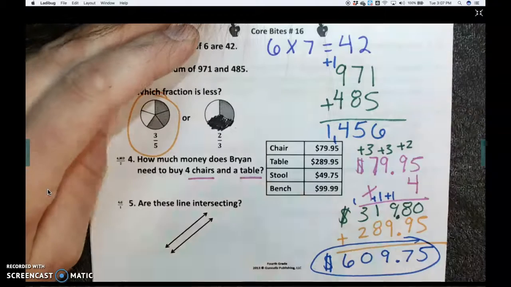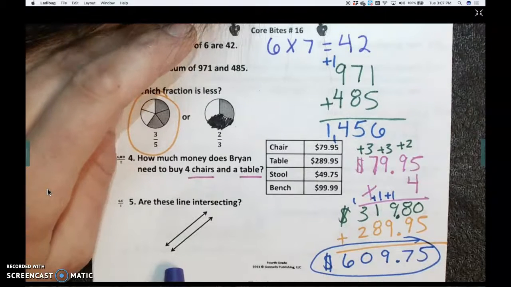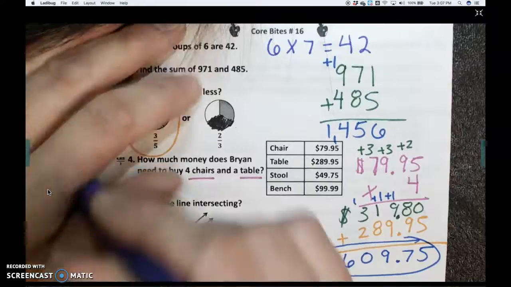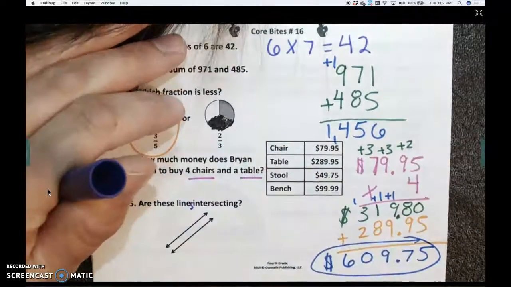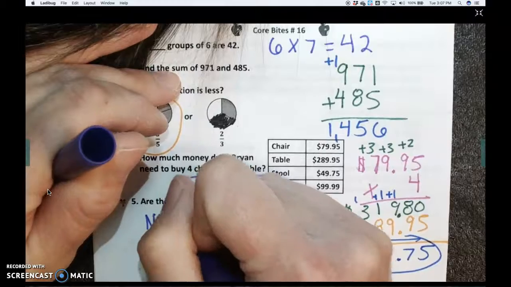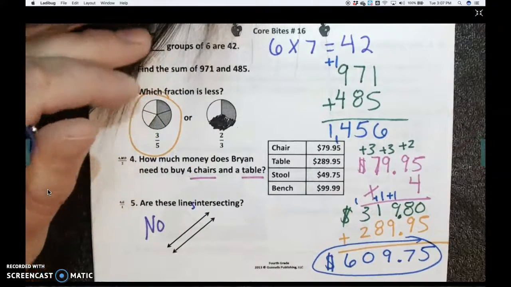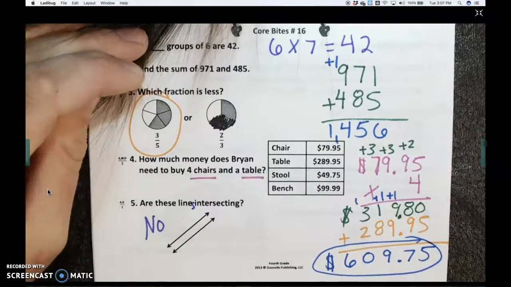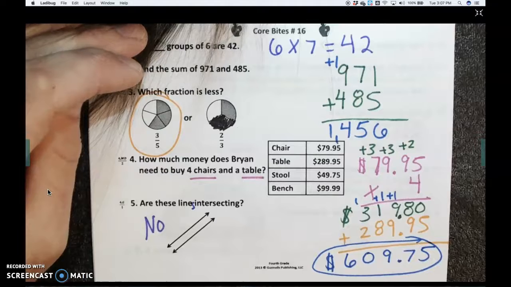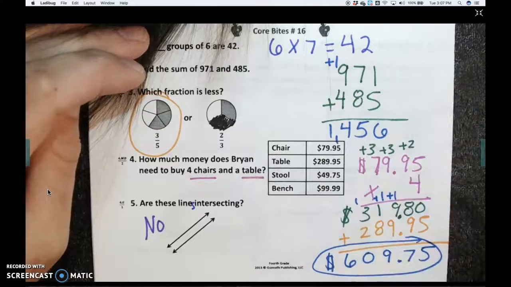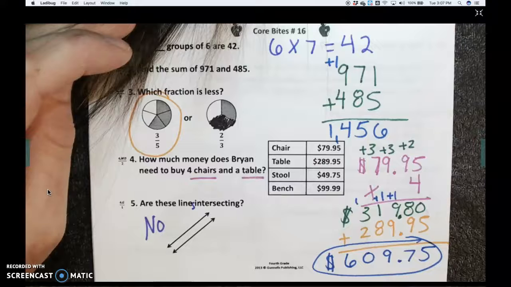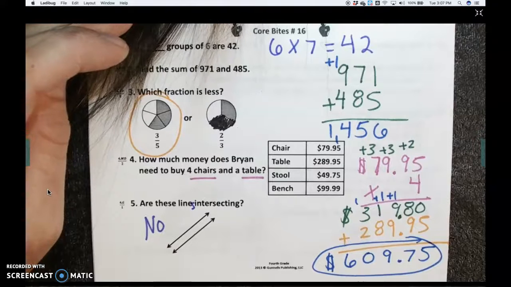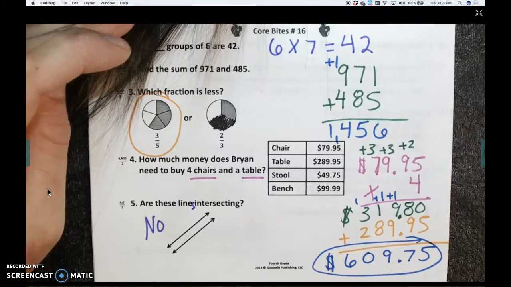Okay? And then for your last one here, it says, are these lines, that should be an S there, are these lines intersecting? So that should be an S right there. Okay, and the answer is no. They are actually parallel because they are running side by side. So the answer would be no. They are not intersecting. Intersecting lines are usually perpendicular, which means they cross at right angles like a plus sign basically. So no, these are not intersecting.